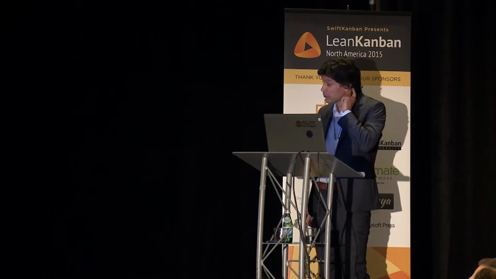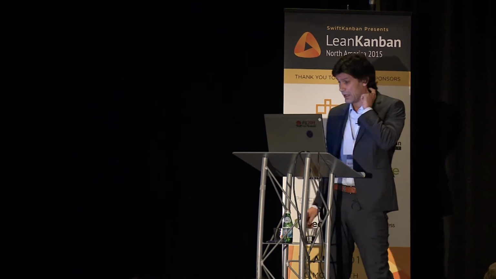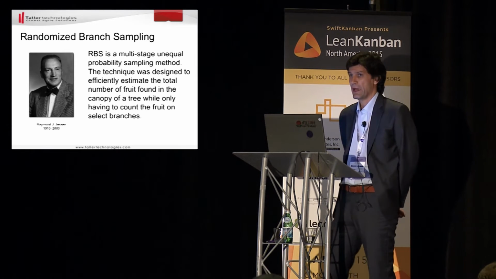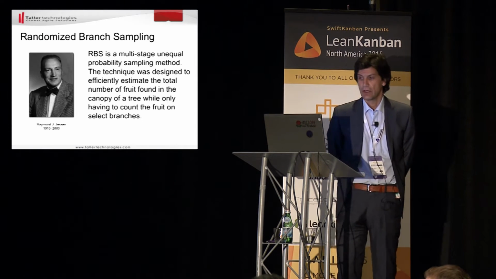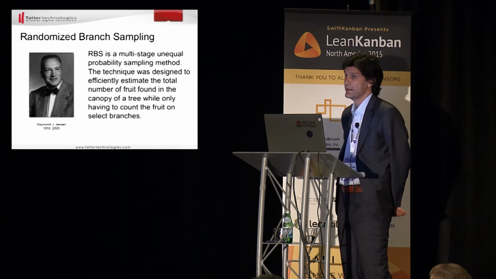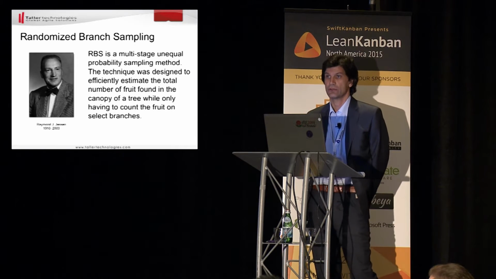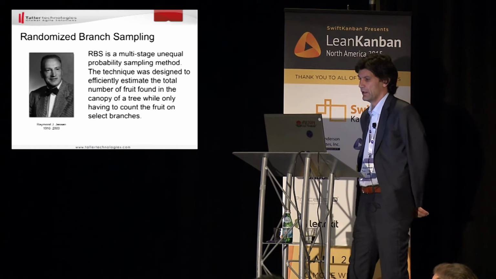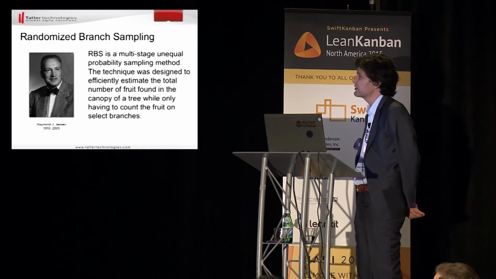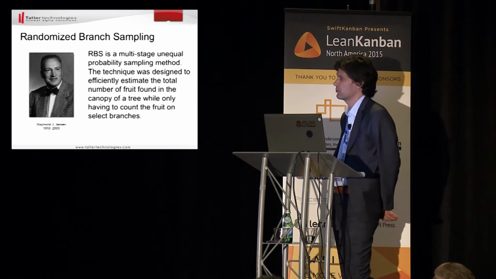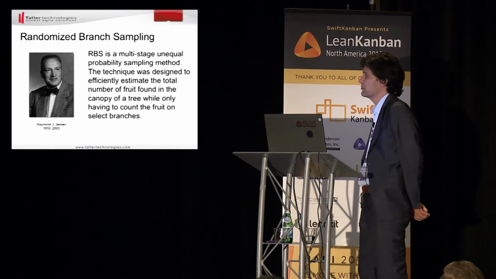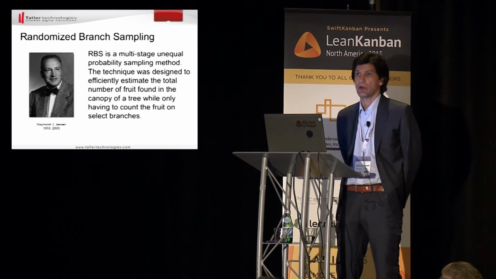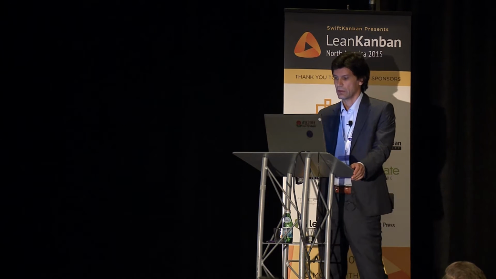And it turned out, actually, I found by chance that there is such a technique. It is called randomized branch sampling. It was proposed by an American statistician called Jessen back in 1955. So it's been in use since then in horticulture, in forestry, in these domains. The technique is a multi-stage unequal probability sampling. That's enough from a statistical point of view. It's a technique designed to efficiently estimate the total number of fruit found in the canopy of a tree, only having to count the fruit on select branches, which is really useful for the horticulture people, and as we see, for us.